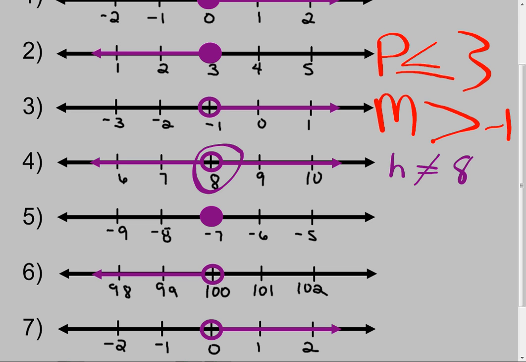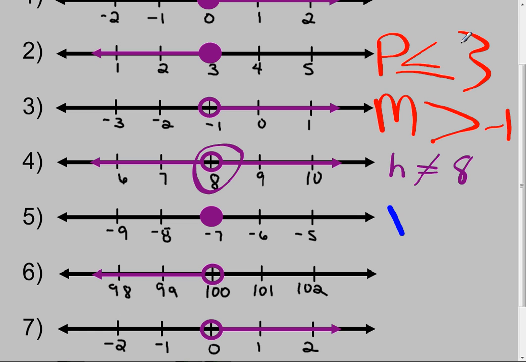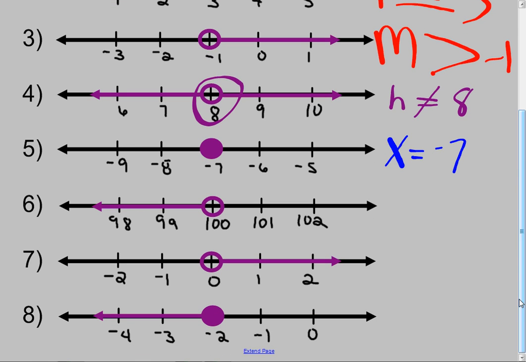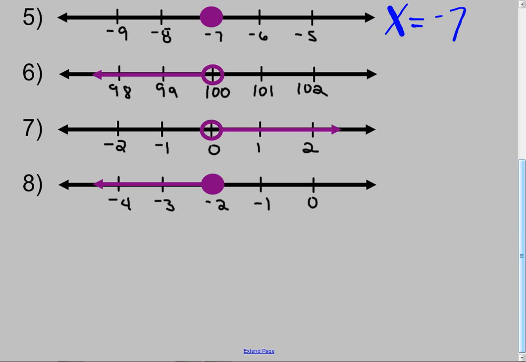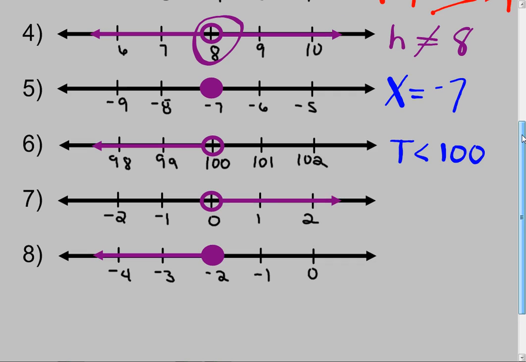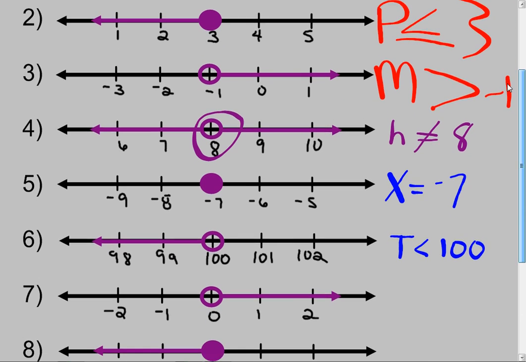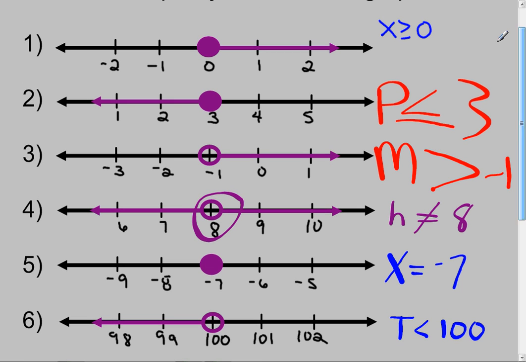How about number 5? 5 is too easy. Let's change. Let's try x equals -7. Oh, we could have inequalities with big numbers. You might even use this as a guide for your temperatures. My temperature is less than 100. Is that far enough? Well, try the next one.